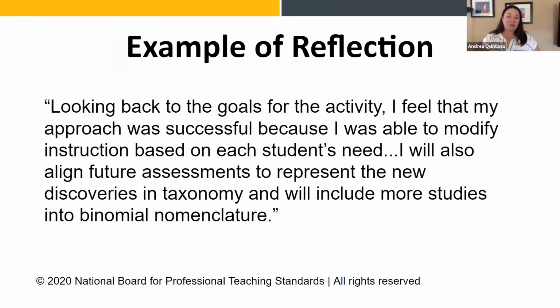Again, this is an example that you can find in your general portfolio directions. So take a look at these examples as you're starting to write and analyze your video, and you can see where those things are that I need to beef up. How is my reflection really reflected in my paper?